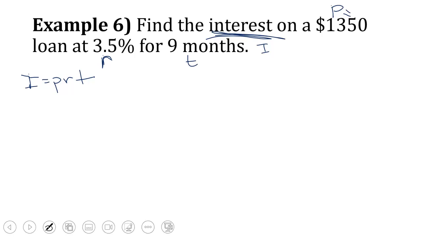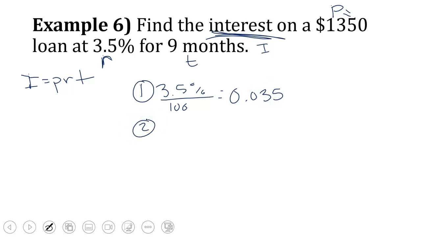So first, again, as soon as you see that percent, change it. We can't do anything with that percent. We need it to be a decimal. So 0.035, and then also the time. It's in months. I can't do anything with months. I need to change it to years. So it's 9 out of 12 months. So my new decimal is 0.75 years.